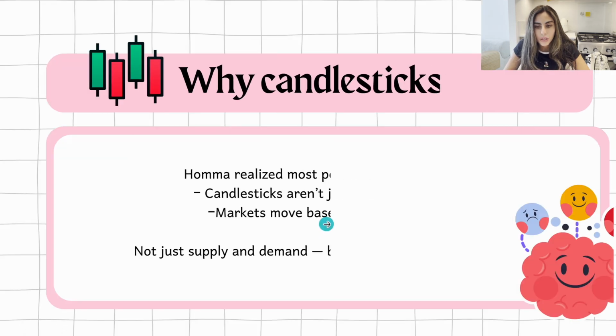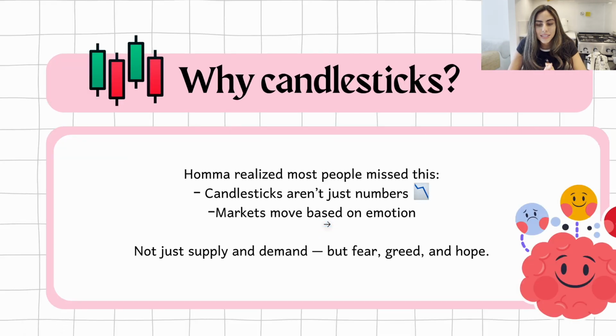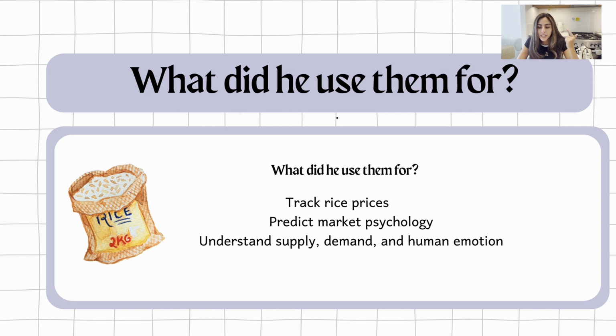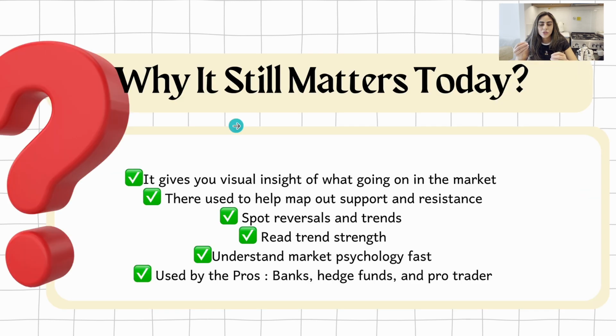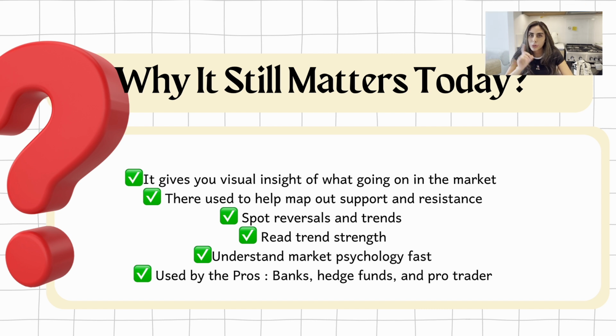So, why did he decide to use candlesticks? Homma realized markets moved on emotions, not just supply and demand, but fear, greed, and hope. He used them to track rice prices, predict market psychology, and understand supply, demand, and human emotions, basically what I just said earlier. So candlesticks matter today because they give you a visual insight of what's going on in the market. They're used to help map out support and resistance, which we'll get into later in the videos that I create. That is why you should understand what a candlestick is.